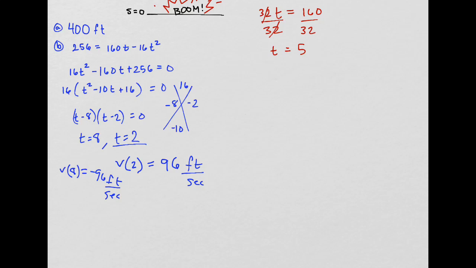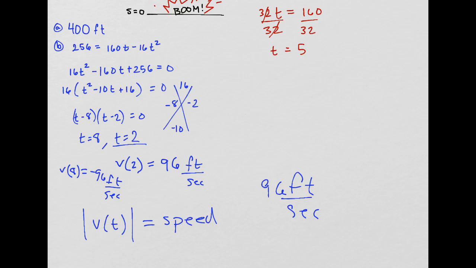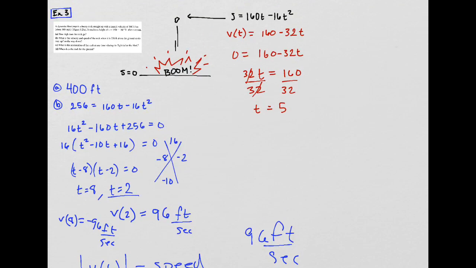The speed, remember, is just the absolute value of the velocity. So the absolute value of the velocity equals the speed. So that's just 96 feet per second. And it's the same on the way up and on the way down. Cool. So that's the answer to part B. I'm running out of room.